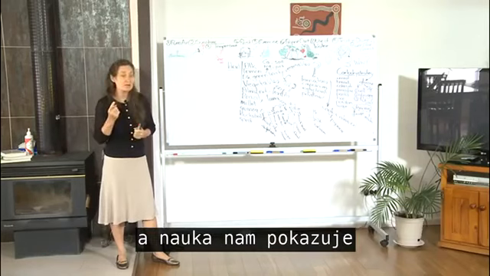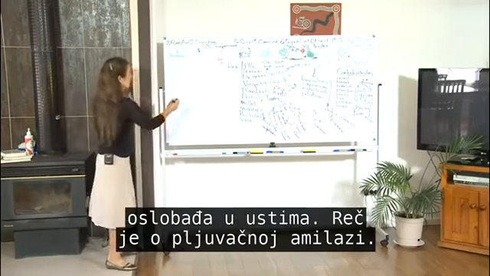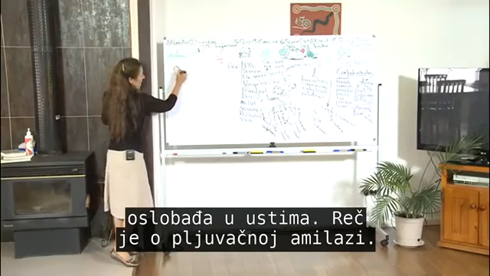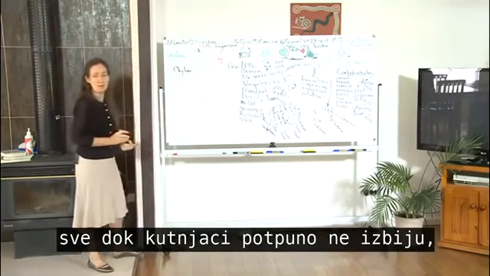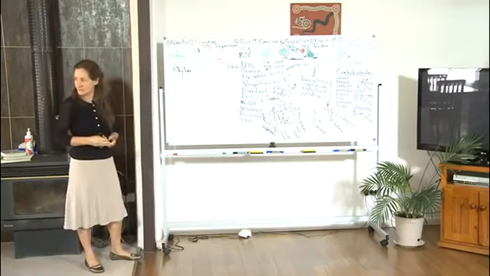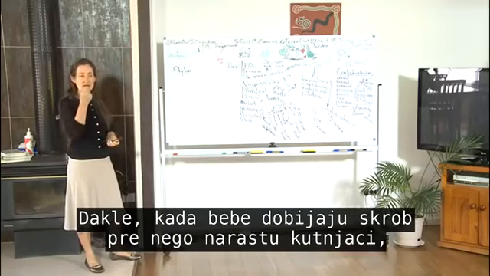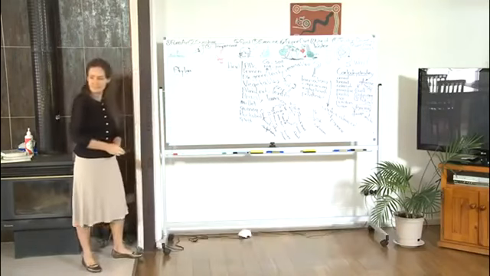And science shows us that when those molars appear, something is started to be released in the mouth called ptyalin. Ptyalin is not released in the mouth until the molars are fully through. And it is ptyalin that breaks down starch. So when babies are given starch before their molars are there, they cannot break the starch down.